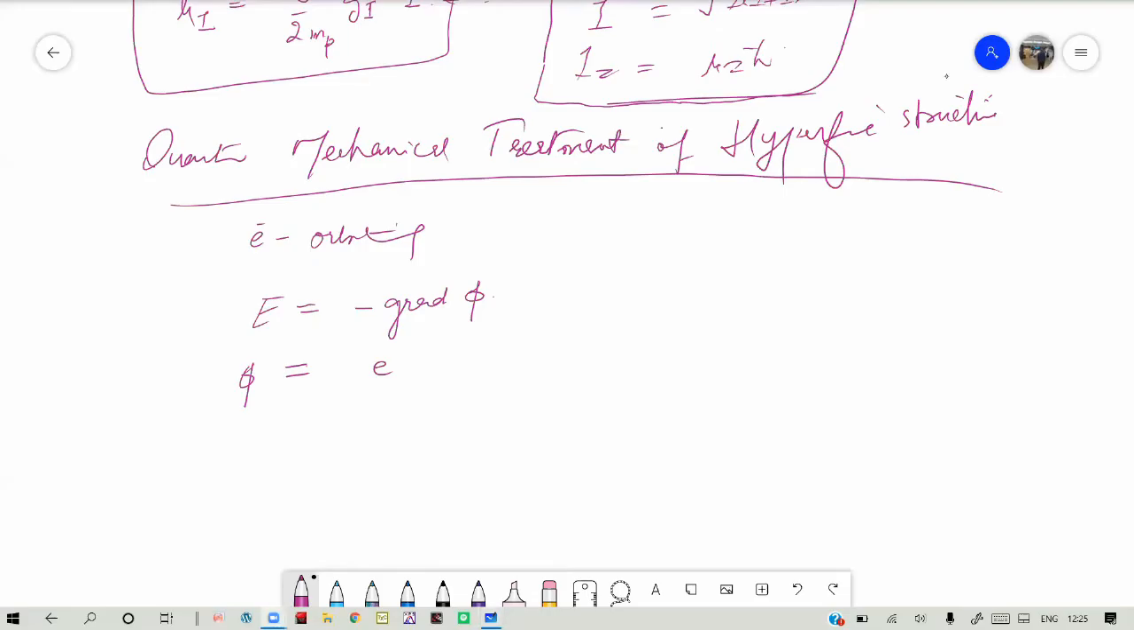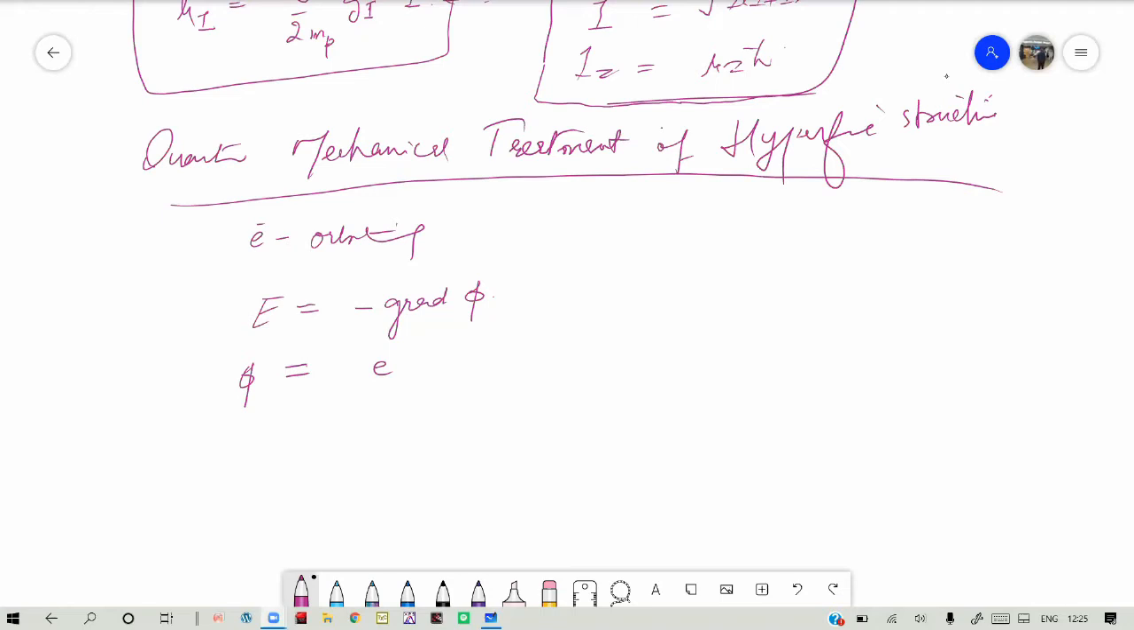Just for those who were not present in the morning, we were discussing the quantum mechanical treatment of hyperfine structure. We will use some quantum mechanical concepts along with the classical ones and derive an expression for the hyperfine splitting, or the hyperfine interaction energy. What is the energy shift because of the hyperfine interactions? Just like we did in the case of fine structure, when we derived the expression for the fine structure of a hydrogen atom.